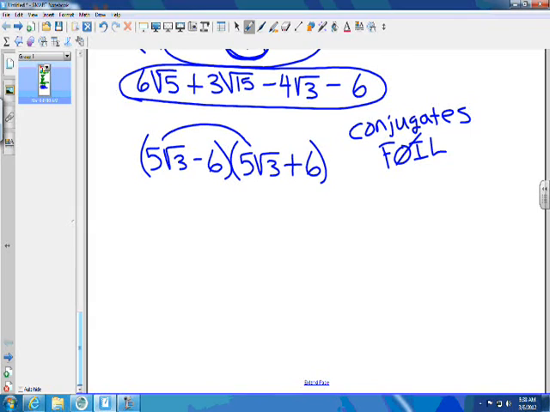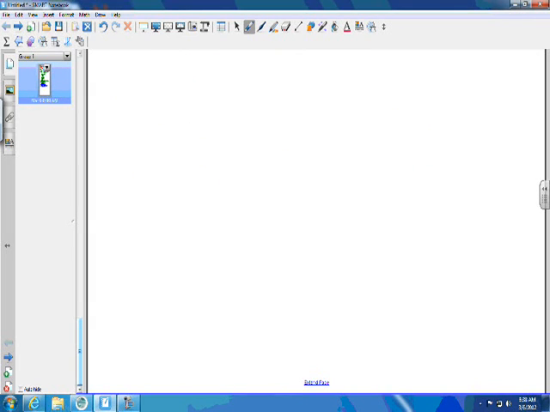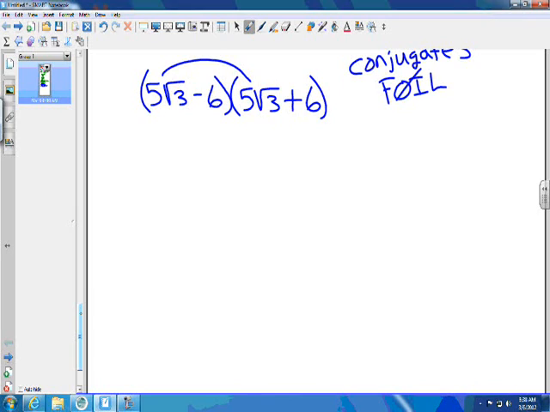So in the first, we have 25, right? 5 times 5. What's going to happen when we multiply the square root of 3 times the square root of 3? We're going to end up with 3. So it's basically going to be 5 times 5 is 25, and then times 3 would be 75. And then the last, we don't have to do outside, would be minus 36. Your final answer is 39.